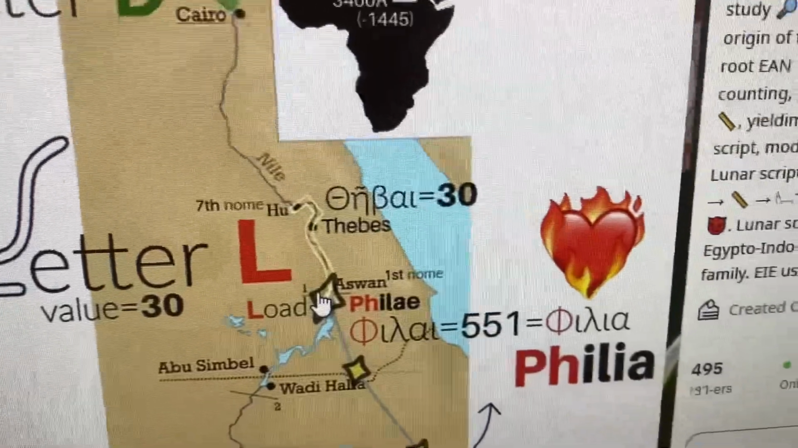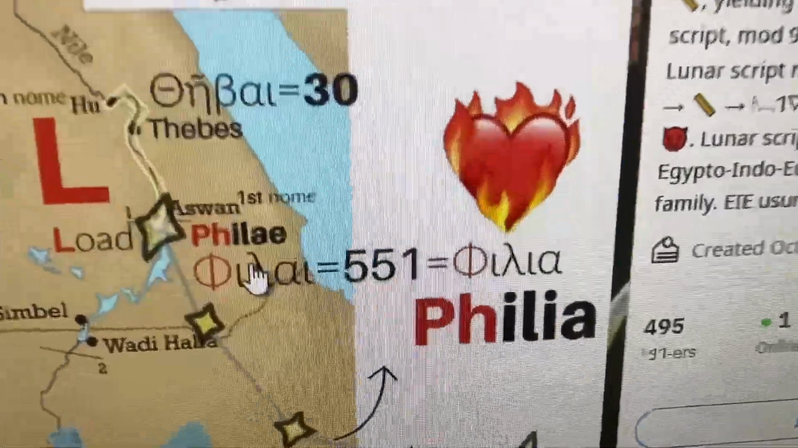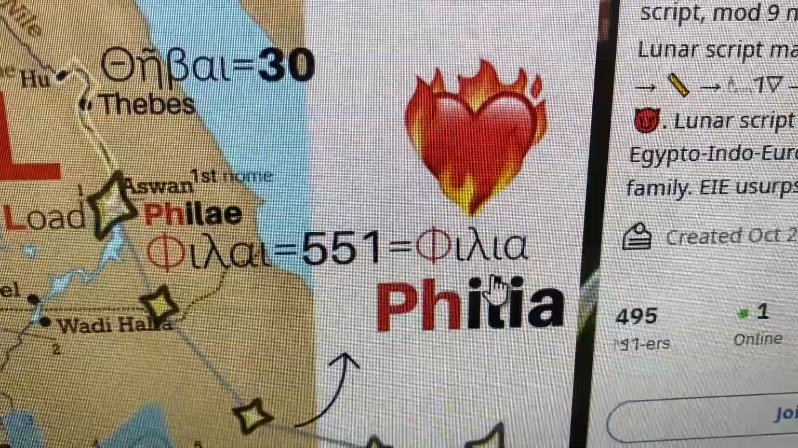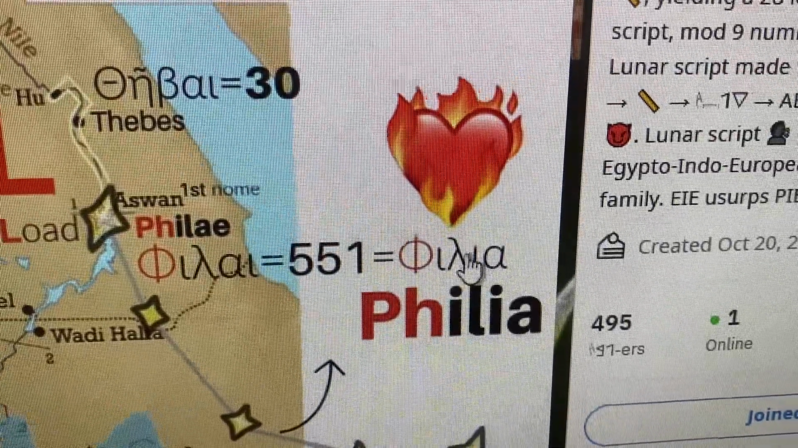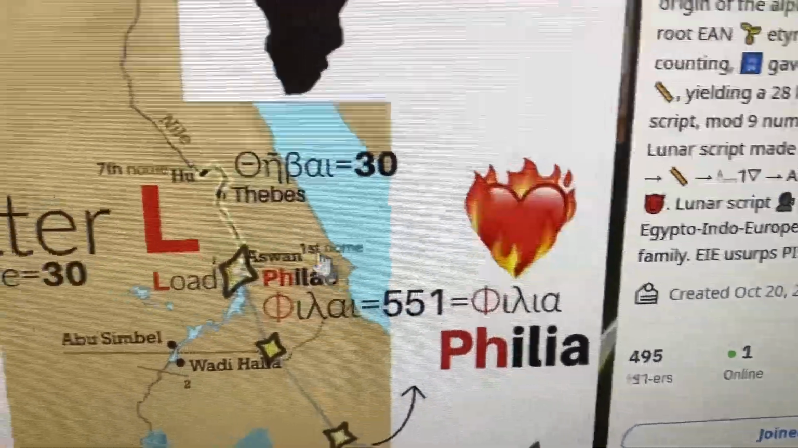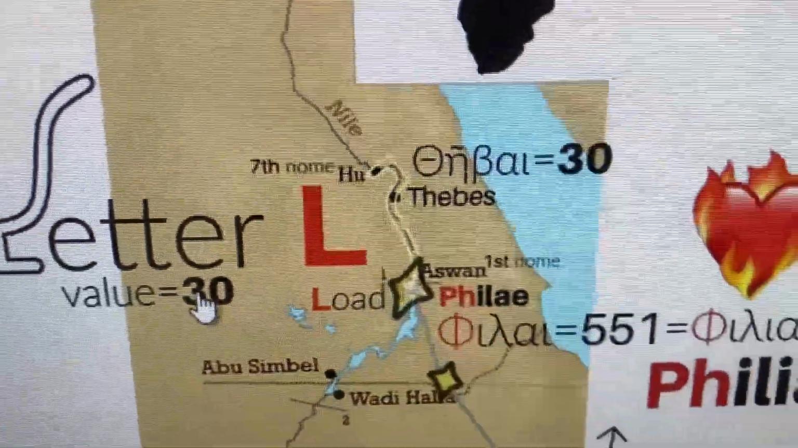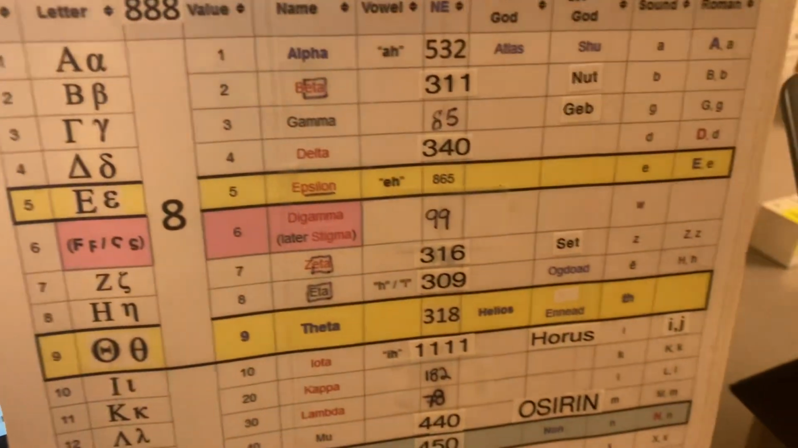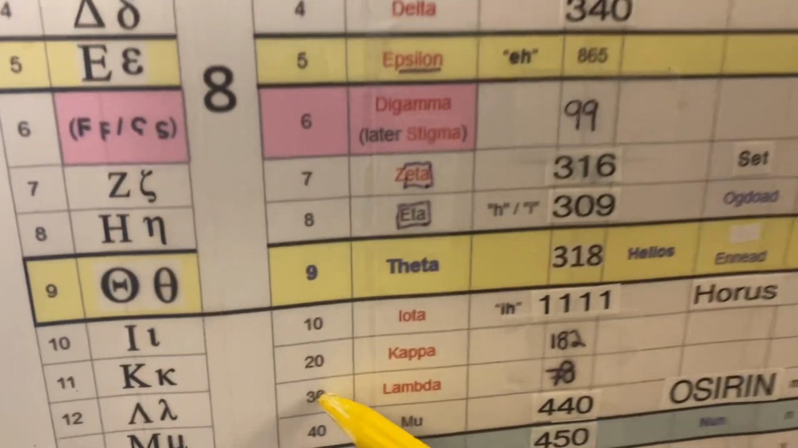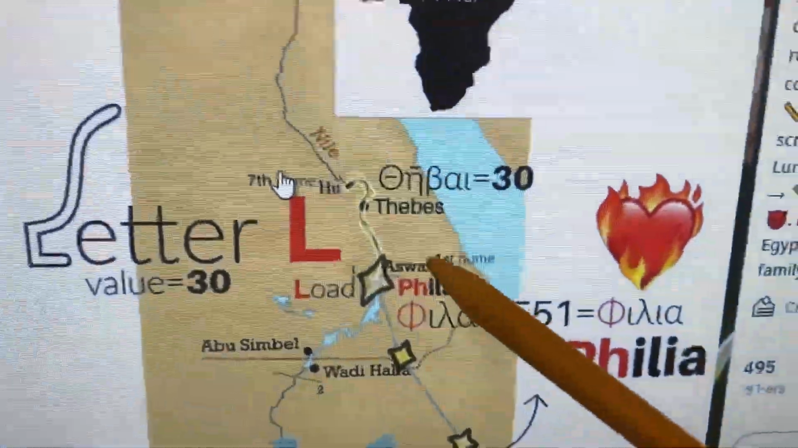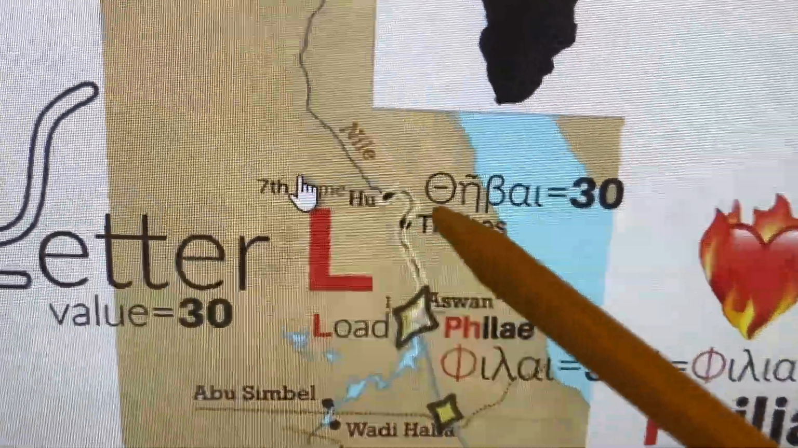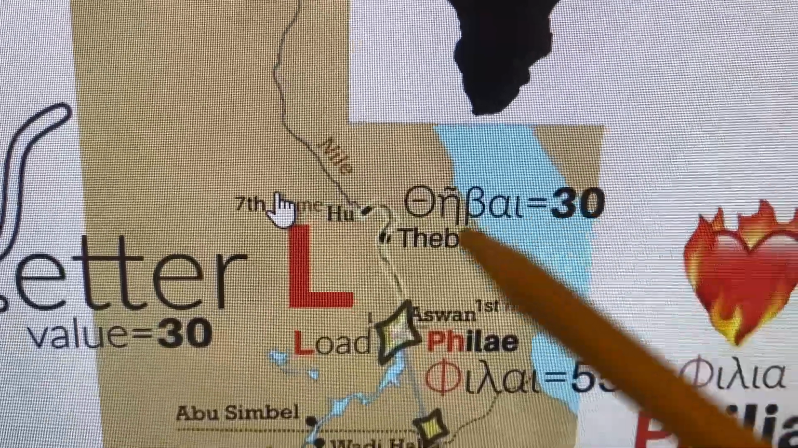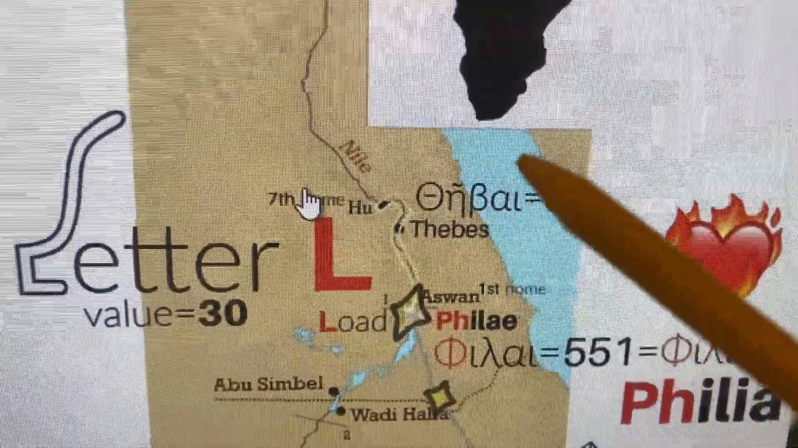The island, Philia Island, Philia is spelled A-I, but the word for love, Philia, is spelled I-A, but they both equal 551. Also, letter L is equal to value 30. And the central town of letter L is Thebes, and that's also a cipher for 30. So the value of letter L is coded as 30.